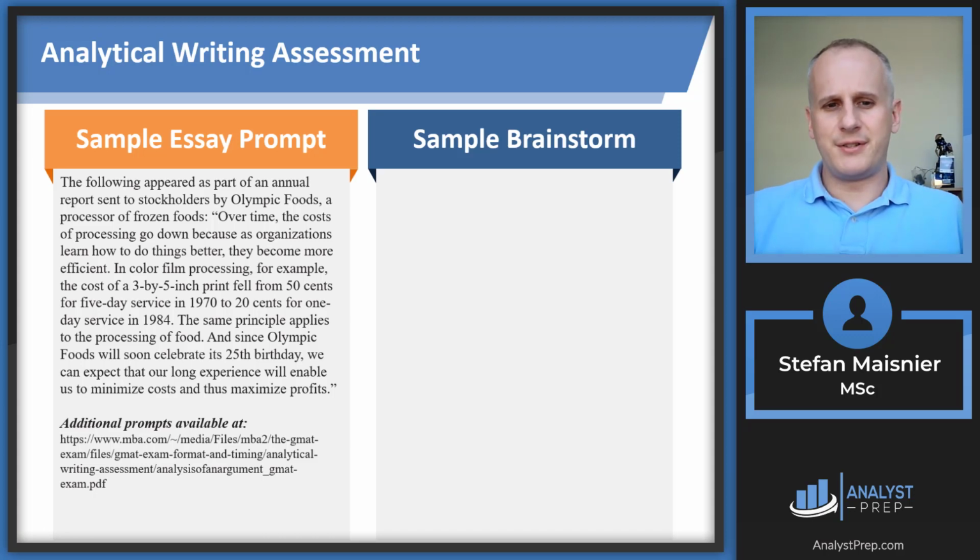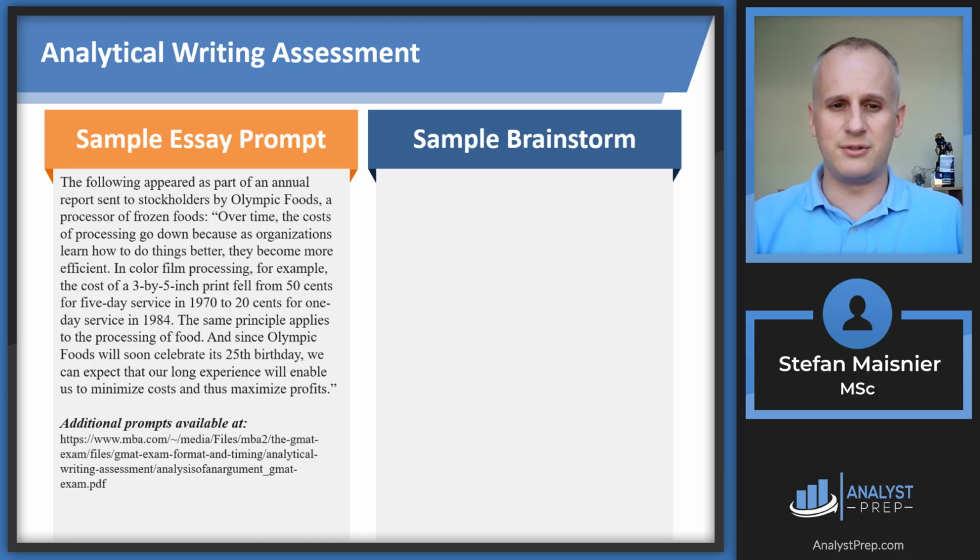The following appeared as a part of an annual report sent to stockholders by Olympic Foods, a processor of frozen foods. Over time, the costs of processing go down because as organizations learn how to do things better, they become more efficient. In color film processing, for example, the cost of a 3 by 5 inch print fell from 50 cents for 5-day service in 1970 to 20 cents for 1-day service in 1984. The same principle applies to the processing of food, and since Olympic Foods will soon celebrate its 25th birthday, we can expect that our long experience will enable us to minimize costs and thus maximize profits.